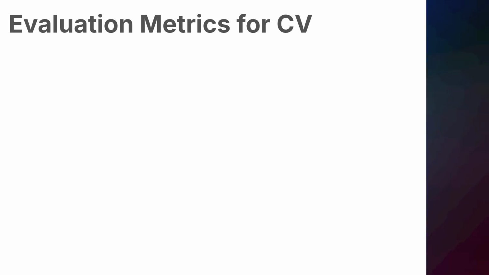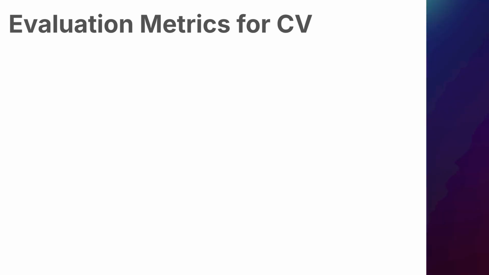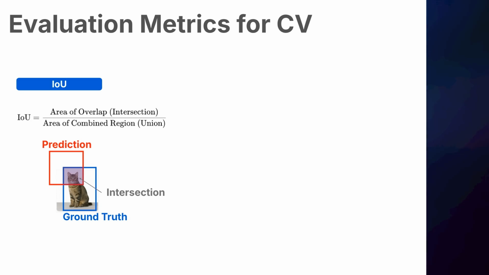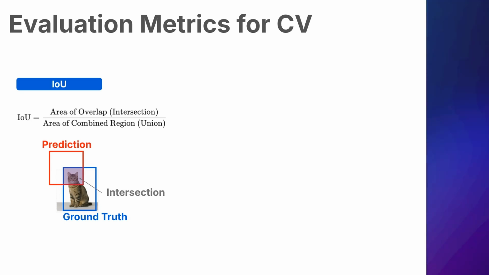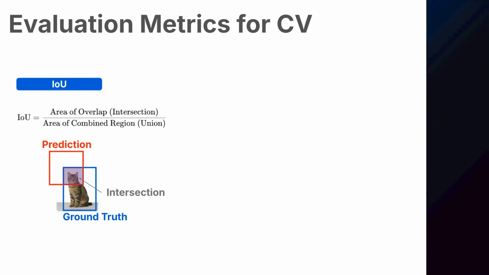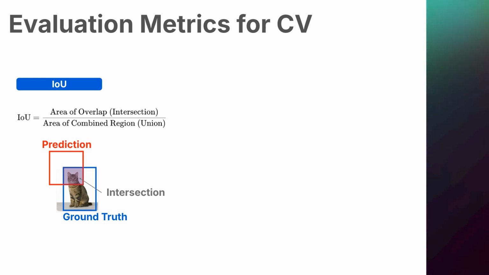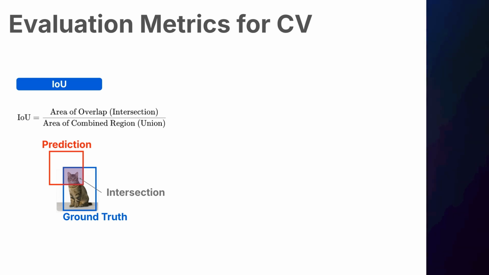Let's take a closer look at IOU and mean average precision, which are often used in computer vision. First, intersection over union. Let's say there is a photo of a cat with two boxes drawn around it. The blue box is called the ground truth. This shows the correct location of the cat as labeled by a human. The red box is the prediction. This is where the computer model thinks the cat is.